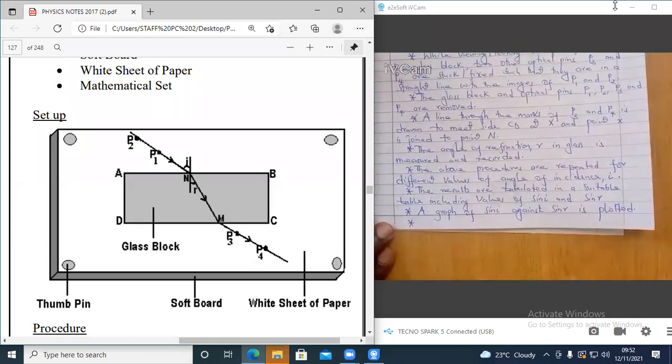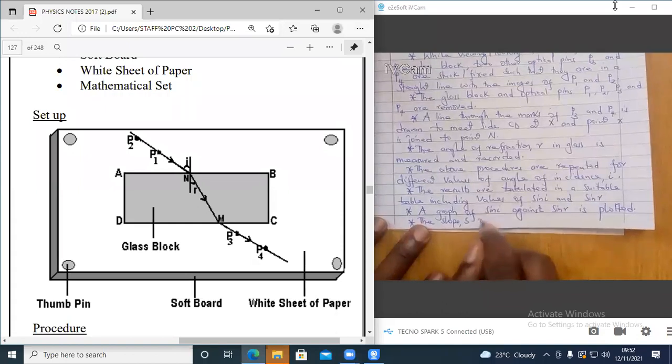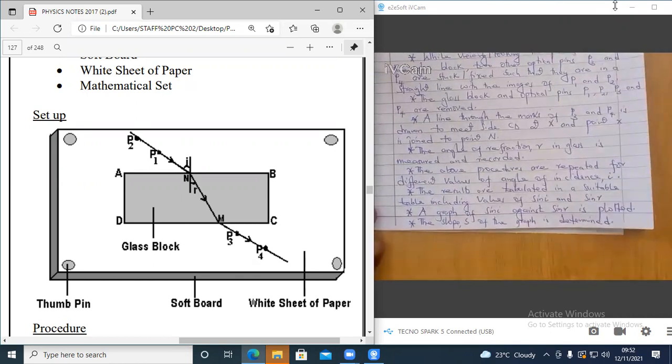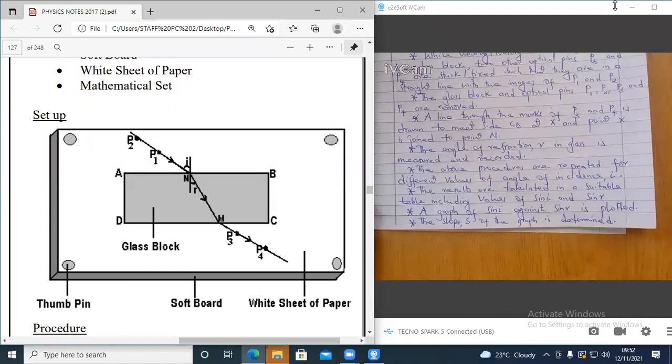After that, the slope S of the graph is determined. Are we together, members?